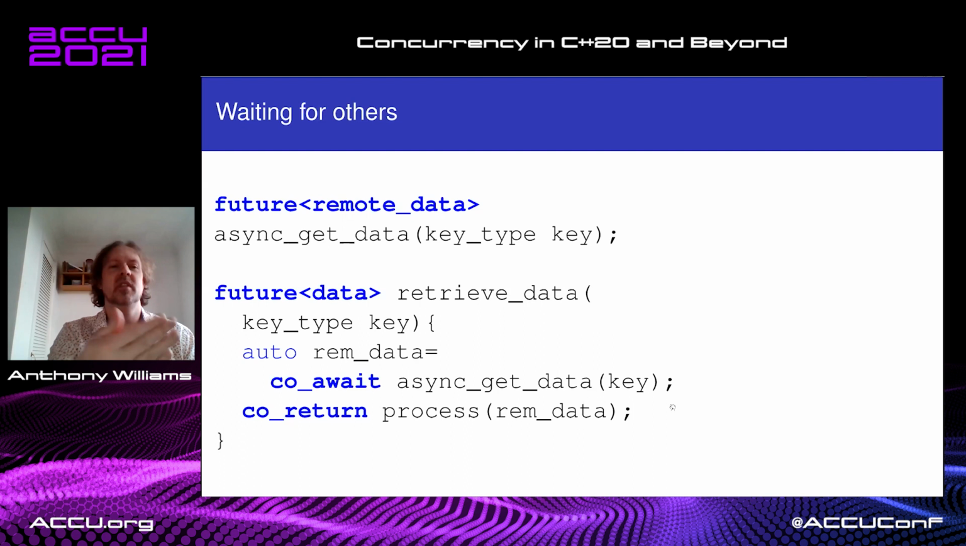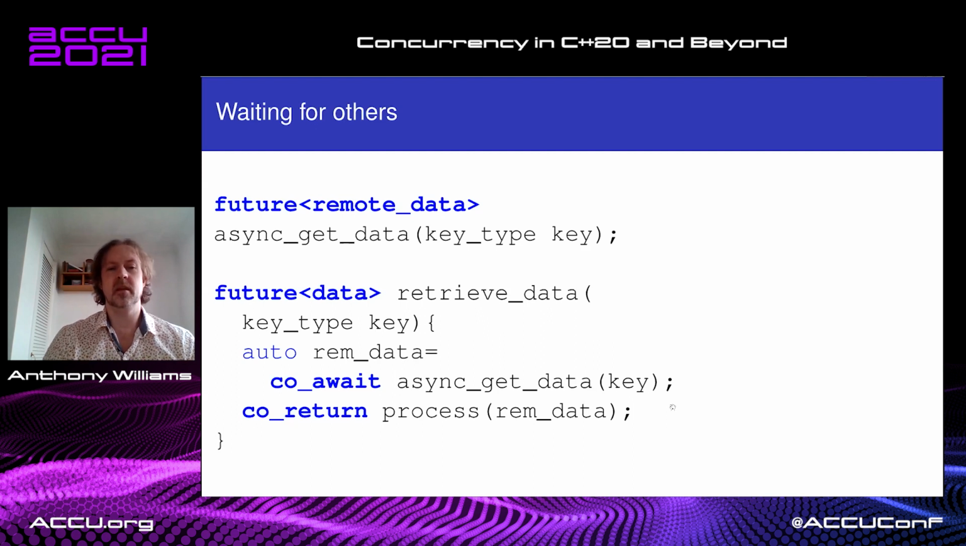So in theory, you can then use coroutines with things like futures. So we can have our future for remote data. We have async get data that returns that. We can co-await on that. It gets the data. We can then process that and then return a value. So we have two coroutines. We have a coroutine here that retrieves a value from some async source. And then if you've got a coroutine that waits for the retrieved data, then it will work.